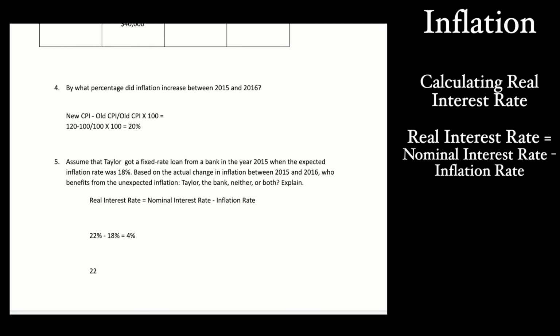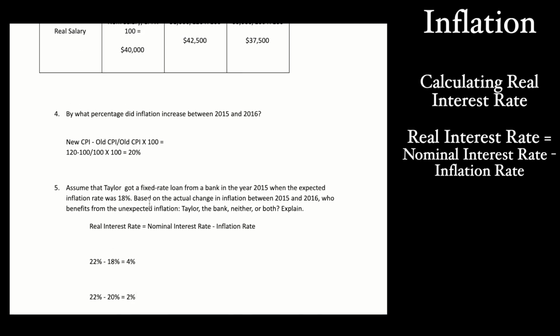And so what ends up happening, this 22% nominal interest rate, now that inflation has actually risen by 20% instead of 18, that real interest rate is actually dropping to 2%. And so, because of that, this unexpected inflation has caused me, the borrower, to be better off. I thought I was going to pay back 4% in a real interest rate, but I'm now only paying back 2%. The money that I'm paying back to the bank is worth less than both I and the bank thought it would be. So I'm coming out on top, and the bank is doing worse than they thought they would.